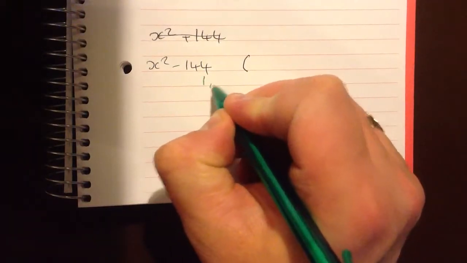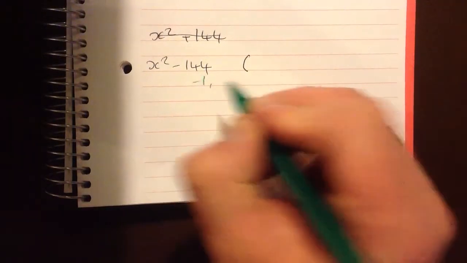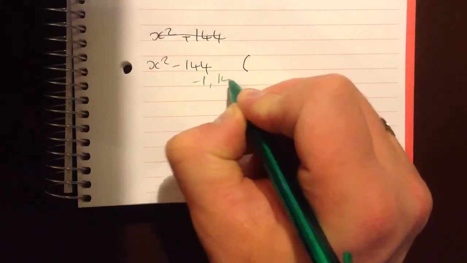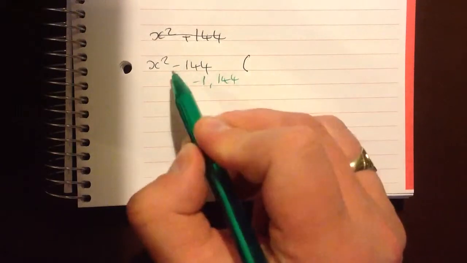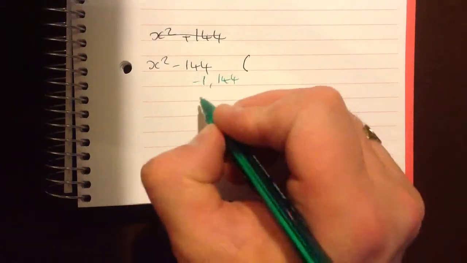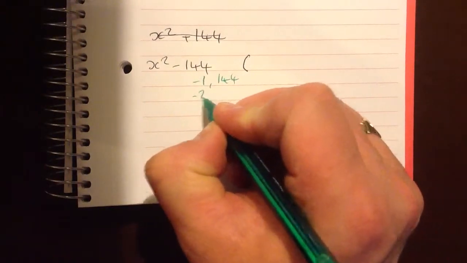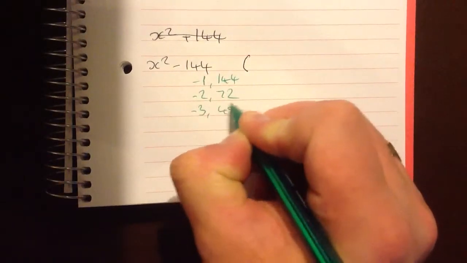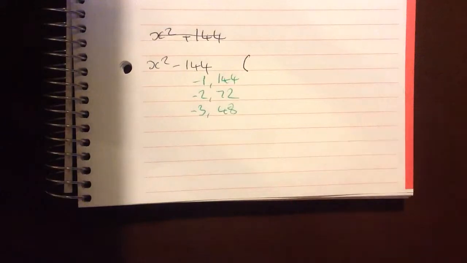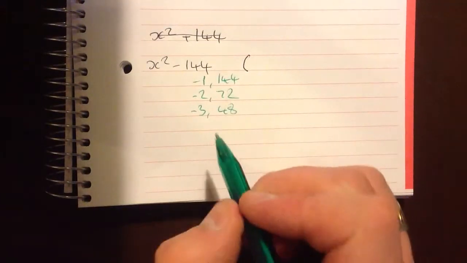We could have 1 and 144. One's going to be negative, one's going to be positive, because this term's negative, this minus 144. We've got minus 2 and 72. We've got minus 3 and 48. And so on and so on. I'm not going to list all these out because it'll take ages.